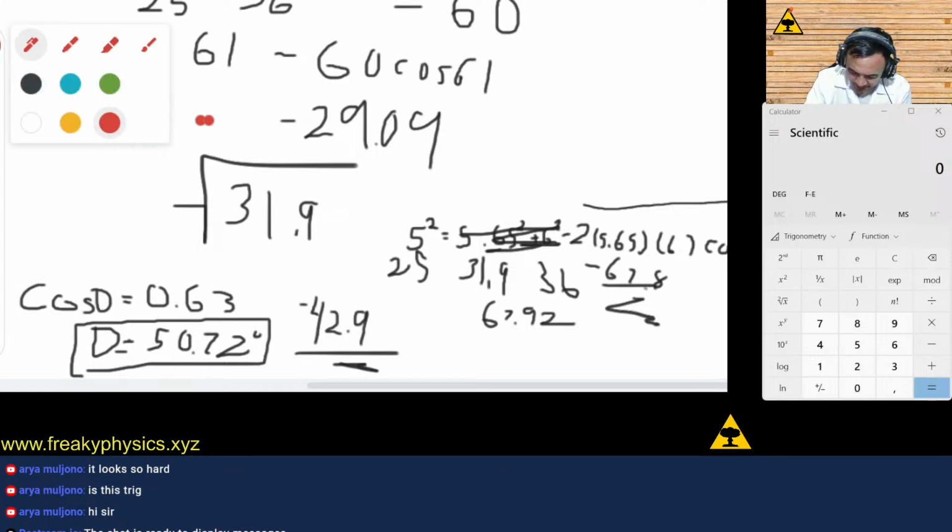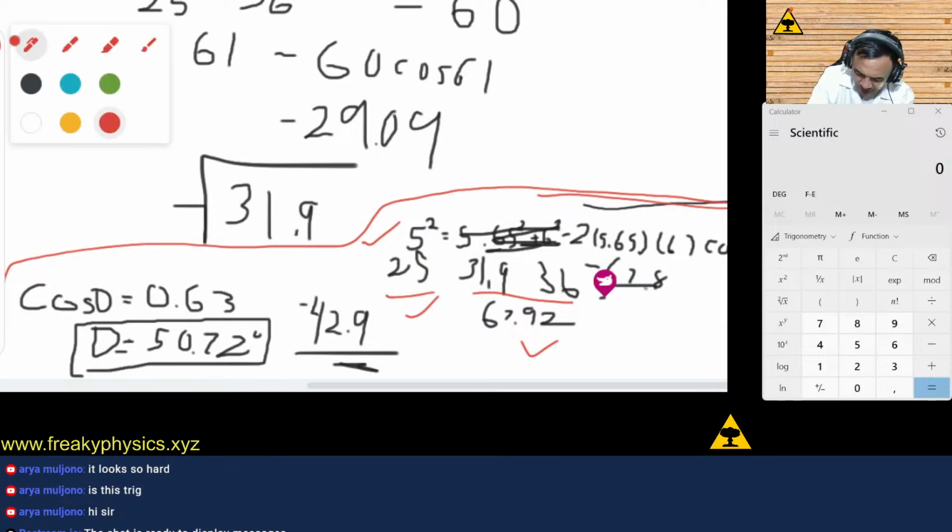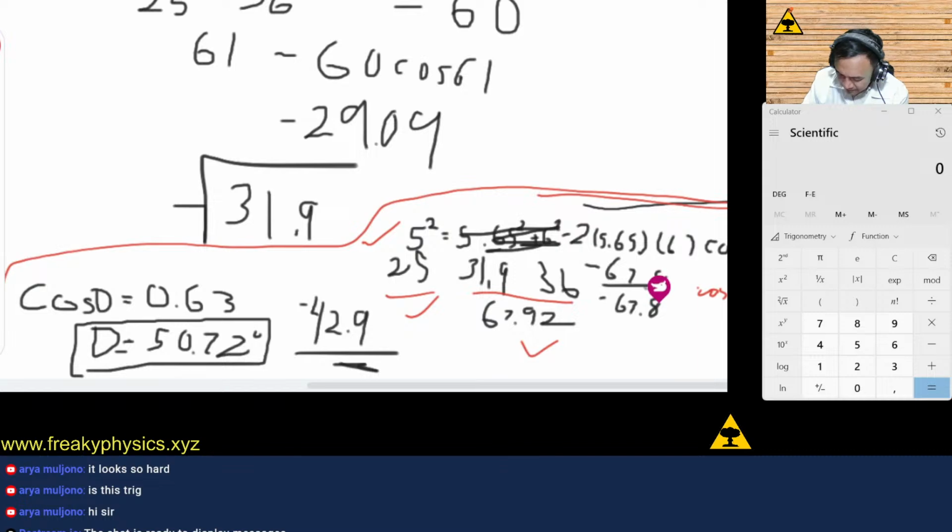Let's take a look first. So 5 squared equals 5.65 squared plus 6 squared, plus 2, sorry, times. That's fine. We're looking for D, so this formula is correct. These numbers are correct, and this is also correct. Don't forget this has the cosine D here. Okay, correct so far.